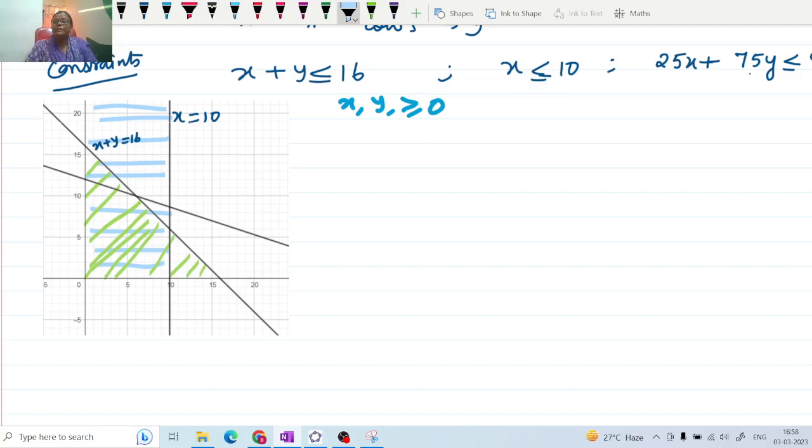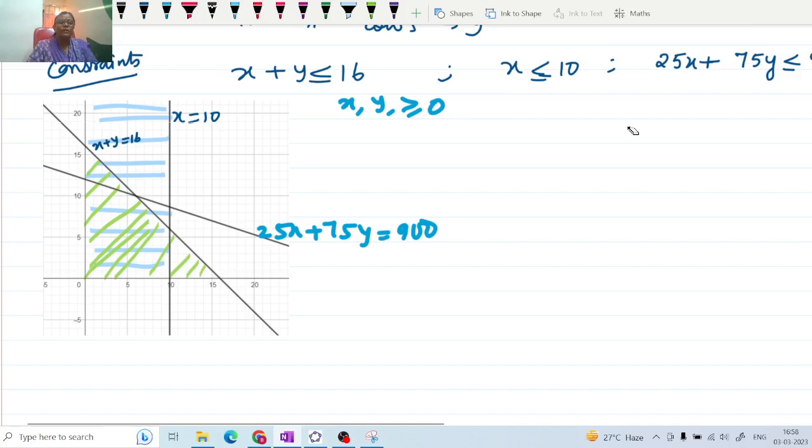The last one is 25x plus 75y less than or equal to 900. This is the equation we have, 25x plus 75y is 900. Which region is to be shaded? Again, you find that 0, 0 is on one particular side of this line. So it is better you go in for 0, 0. Put the value of x as 0, y as 0 and read the inequality. It will come out to be 0 less than 900. So what is that? We have it below.